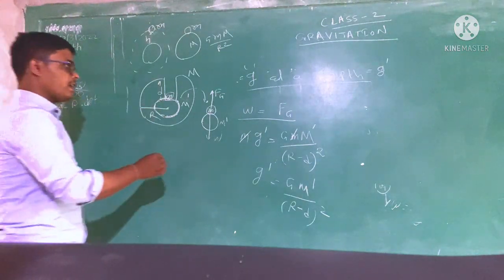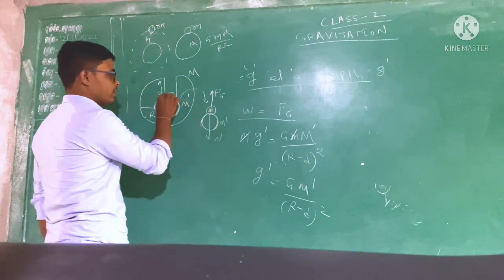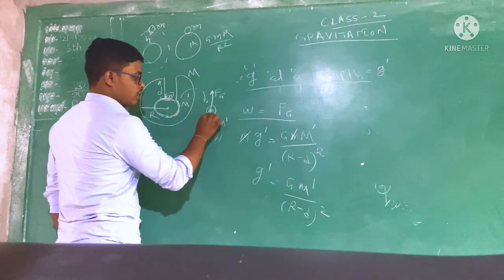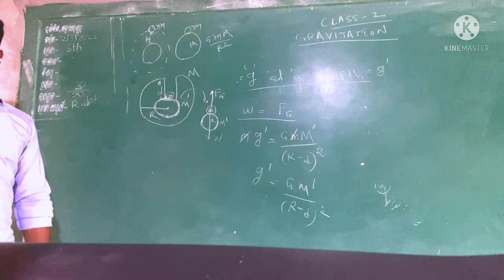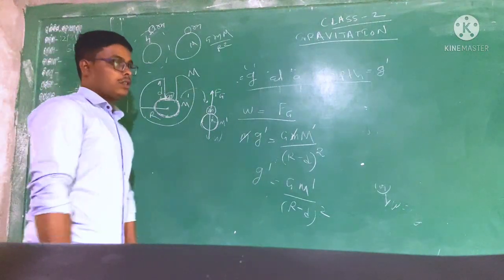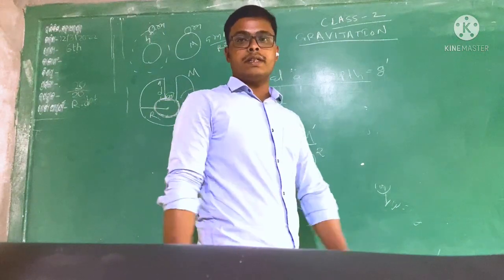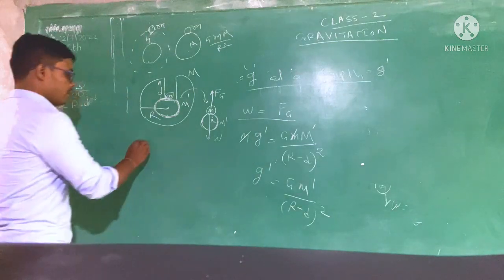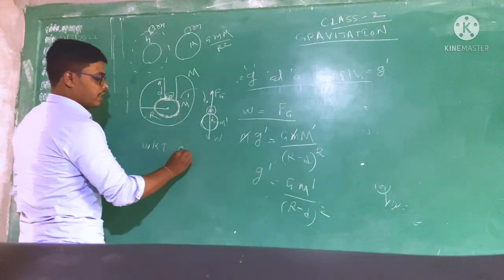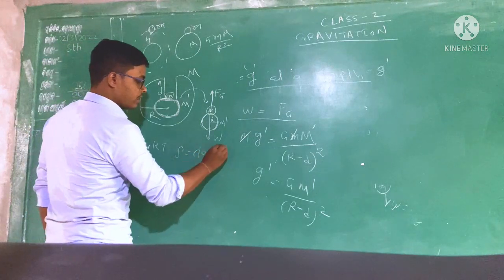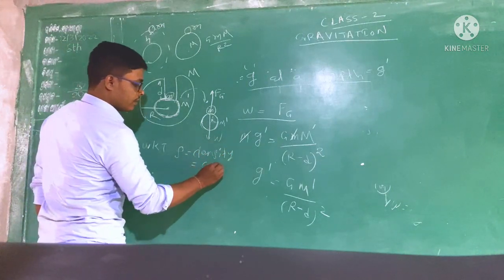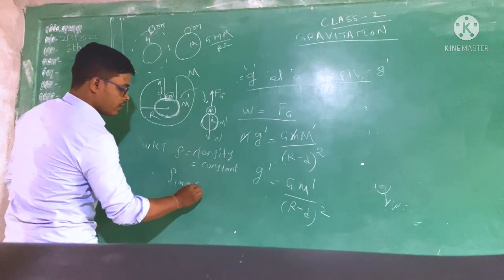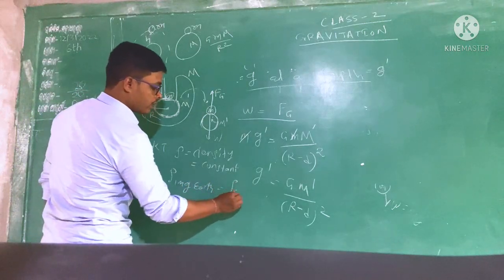Okay, but there is an imaginary earth on which the object is situated. This is the imaginary earth, right? Let its radius be R dash. So this radius is R dash and this mass is M dash. Now remember, every solid object has equal density. Density is a constant quantity, so we will use that phenomenon. We know that density is constant. Therefore, density of imaginary earth equal to density of earth.